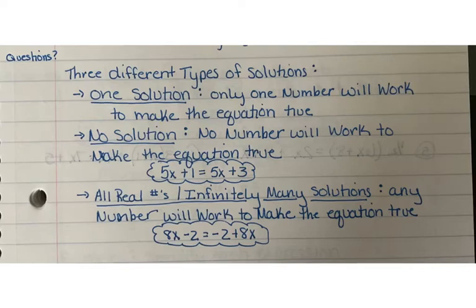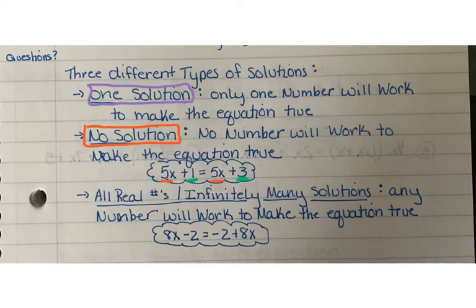There are three different types of solutions. So everything we've looked at so far is one solution. So that means there's only one number that will work to make the equation true. Then we have no solution. It means no number will work to make the equation true. So an example we're going to look at is we'd have the same coefficients, but different constants.